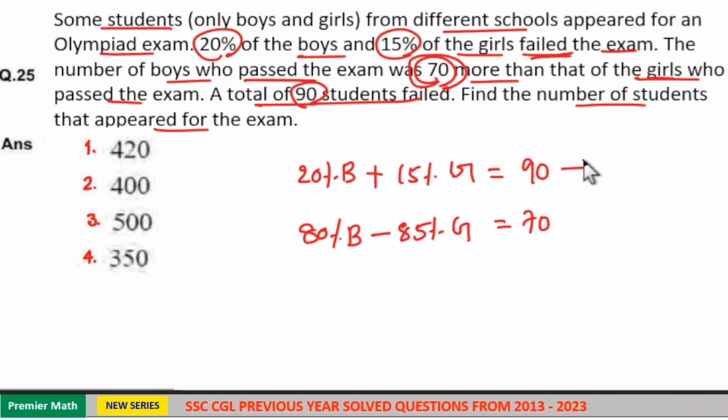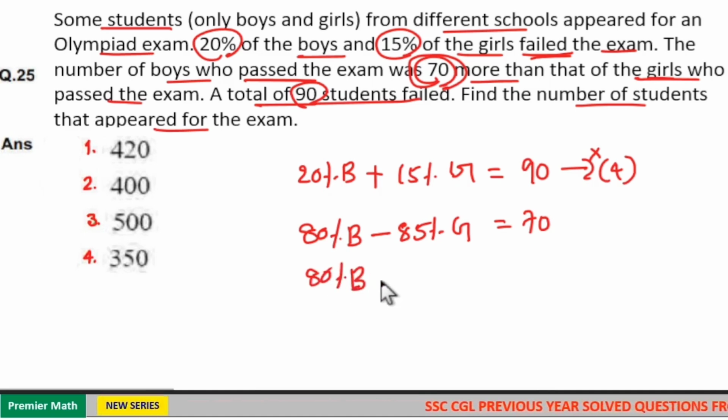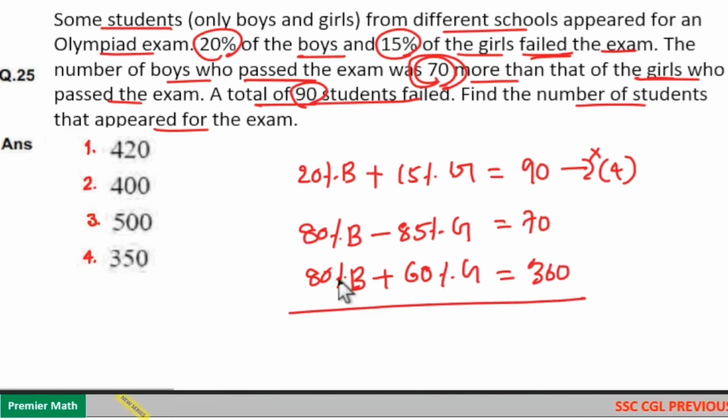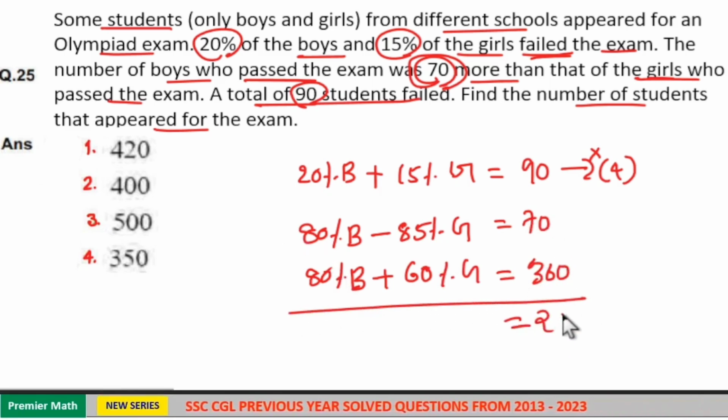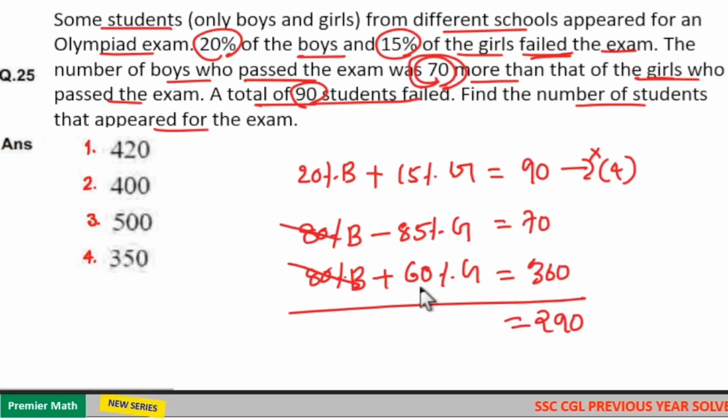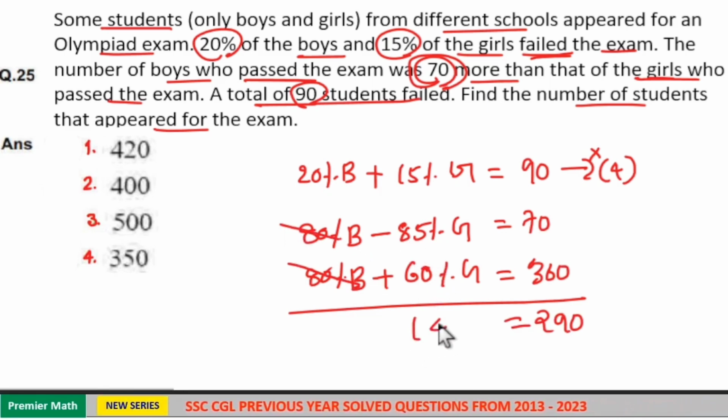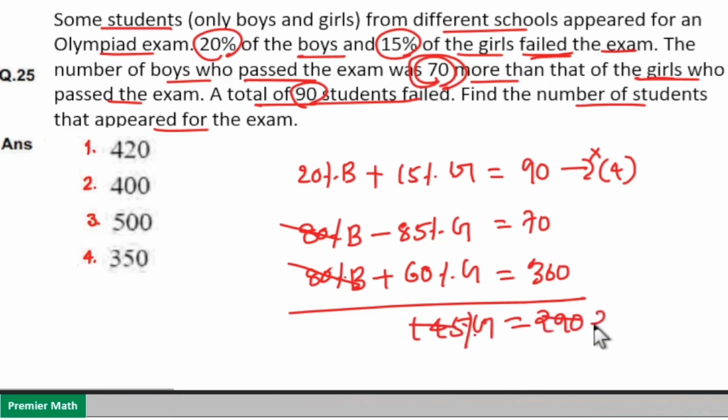Now, if I multiply this with 4, that will be equal to 20 into 4 is equal to 80% boys plus 15 into 4 is equal to 60% girls. 90 into 4 is equal to 360. Now, if I subtract 360 minus 70, which is equal to 290, now these two terms cancel. 60 minus 85 is equal to 145% girls. Now, 145 goes 2 times in 290, which means girls is equal to 2 into 100, 200 girls.